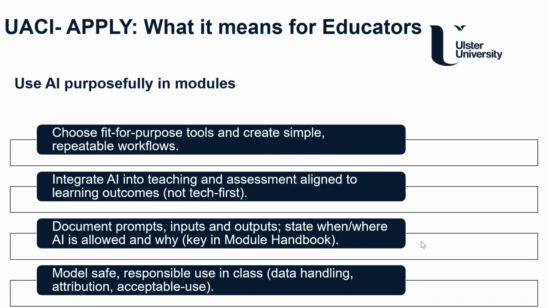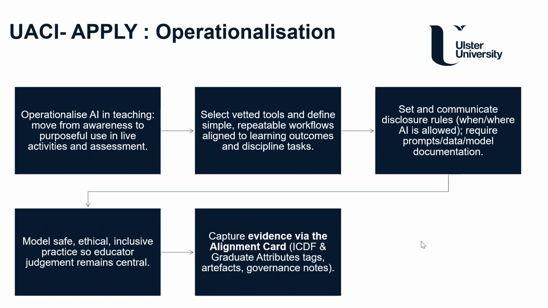And the model is safe, responsible use in class. That's what we want to be modeling to our students about data handling and attribution, as well as acceptable use. So, to operationalize AI in our teaching, we need to move from awareness to purposeful use in live activities and assessment. Maybe select vetted tools and define simple, repeatable workflows aligned to learning outcomes and discipline tasks. So students will have access to Copilot in their tool set. So that's probably one to start with.